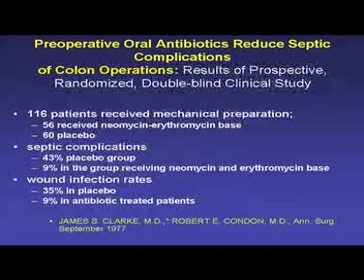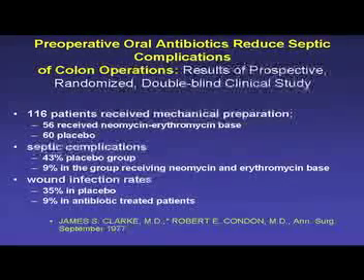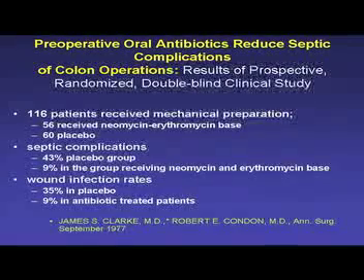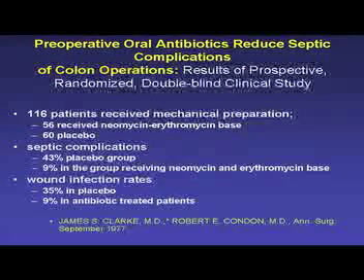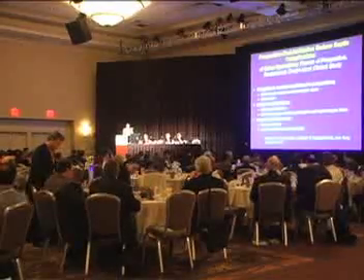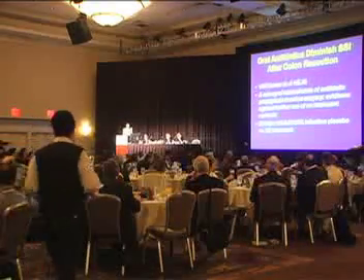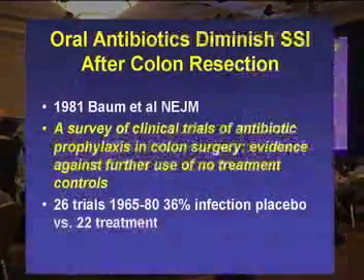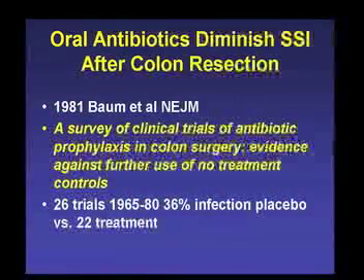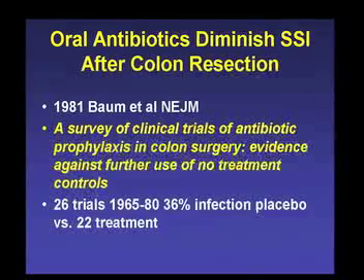Prospective randomized trials obviously followed quickly, and in 1977, Condon published a study where he found wound infection rates in the treatment group to be 9%, with 35% wound infection without antibiotics. Baum, finally in 1981, after putting a lot of trials together, found a 36% infection rate in placebo, 22% in control. From this point on, he felt it was not appropriate to have a control group without antibiotics.